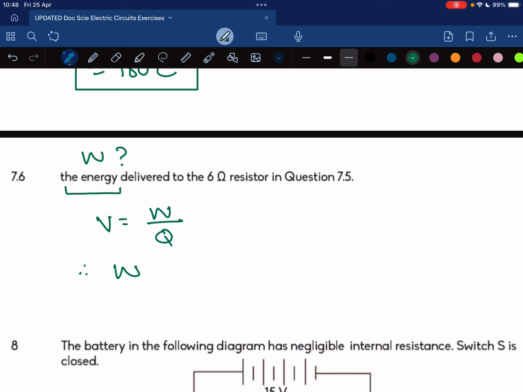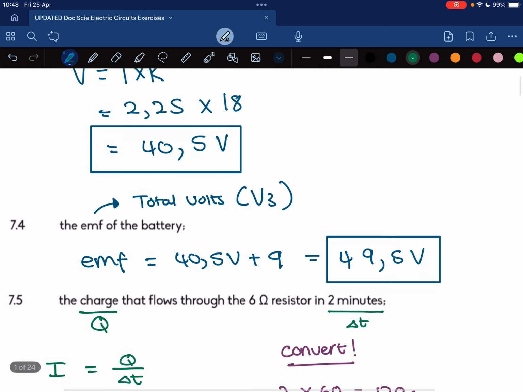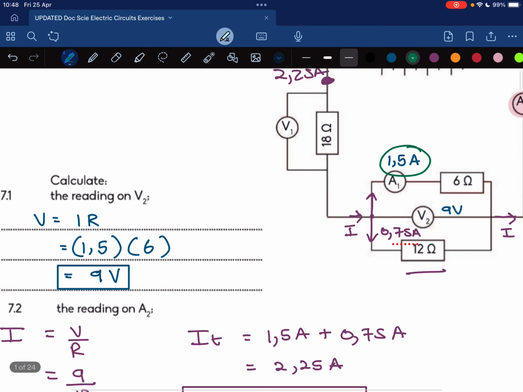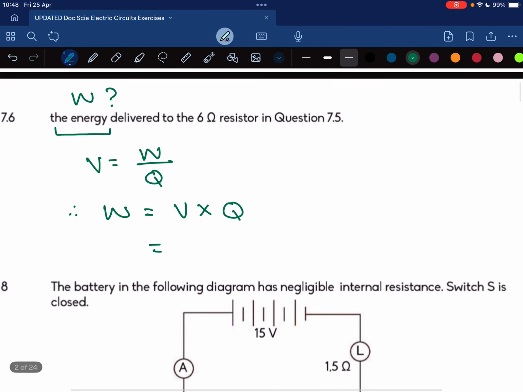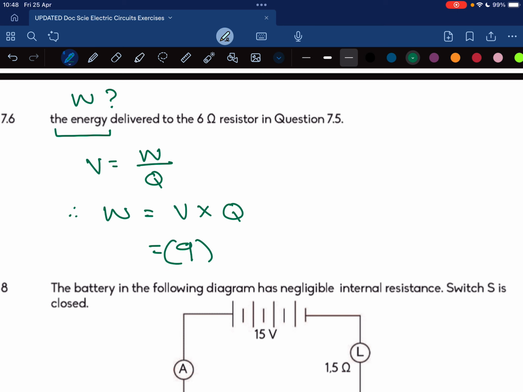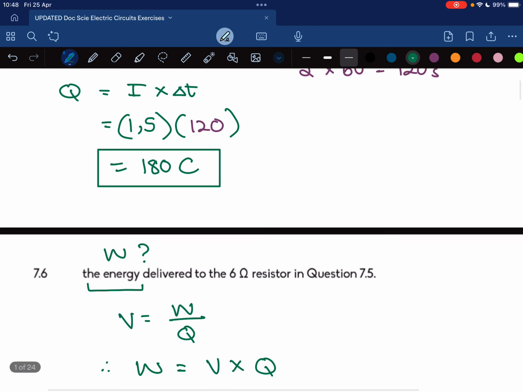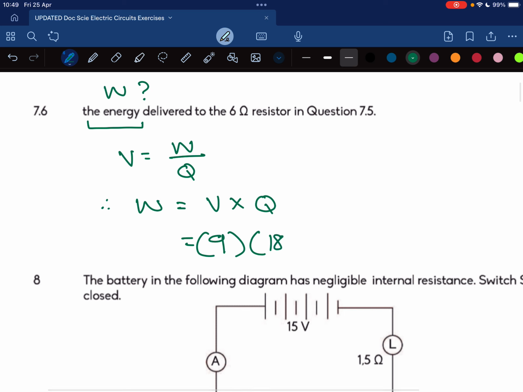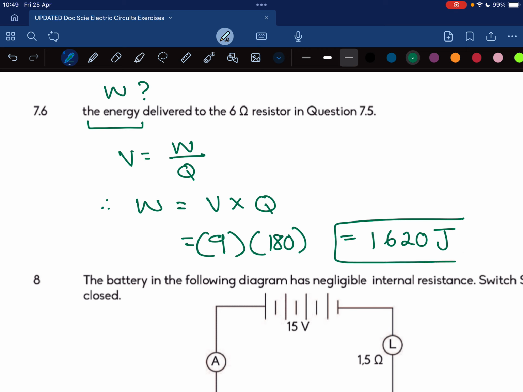So work is then voltage multiplied by charge. I know the voltage through the 6 ohm resistor was 9 volts, and the charge I just calculated to be 180. So the total work is going to be 1,620 joules. Okay, again, don't forget the unit.